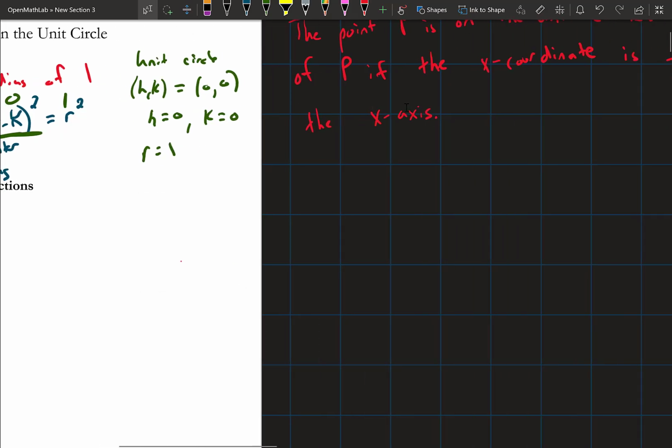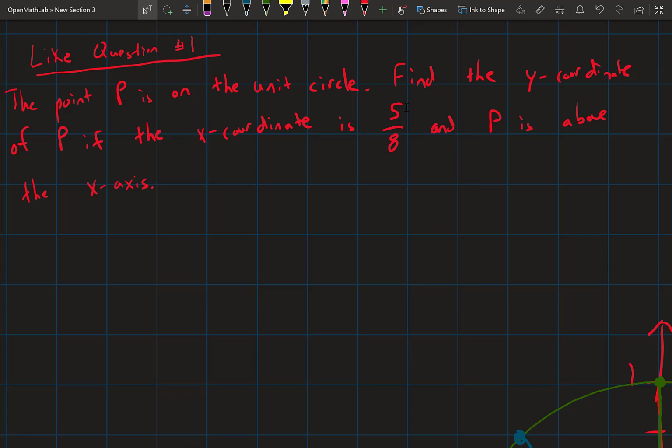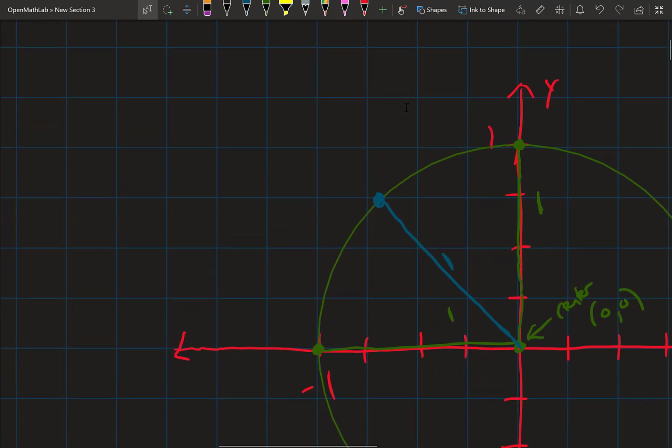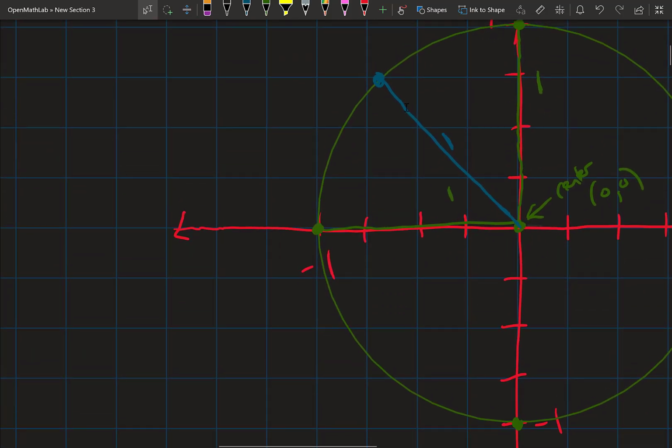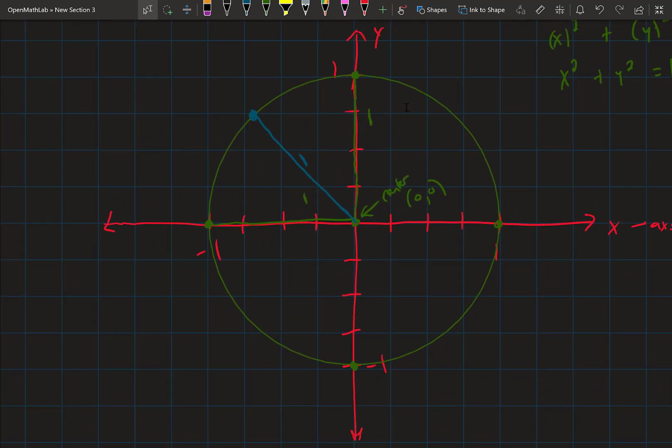So then I have over here an example just using this equation. It's similar to question number 1 on your homework. So I have the point P is on the unit circle. Find the y-coordinate of P if the x-coordinate is 5/8 and P is above the x-axis. Right? So if we go to my picture, let me get rid of this blue line.